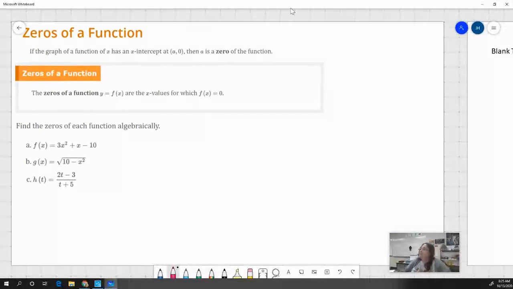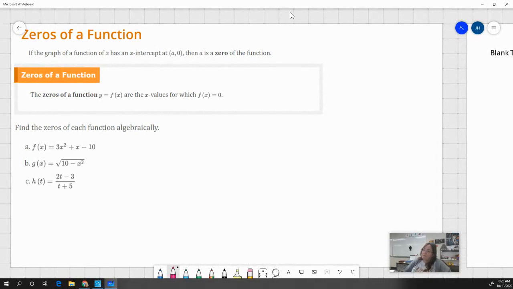What slide am I on? The next thing we're going to talk about is zeros of a function. Now, we have this nice little mathematical explanation of what the zeros of a function are. y equals f of x, which means that we can interchange f of x and y. Zeros are the x values for which f of x equals 0. f of x is just the name of these equations. So they're saying if we set this equation equal to 0, we're going to find the zeros.